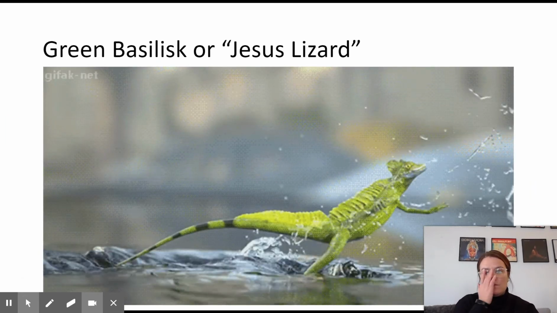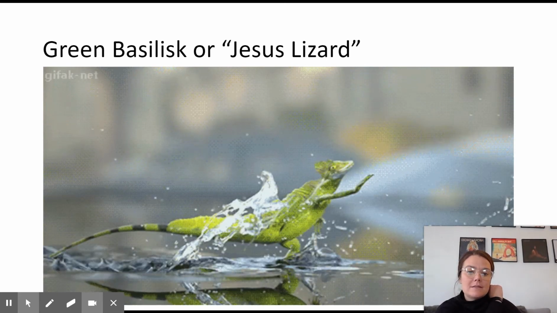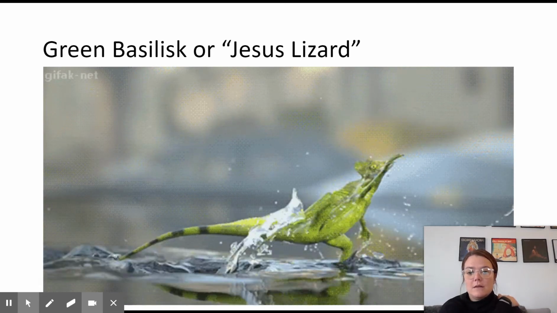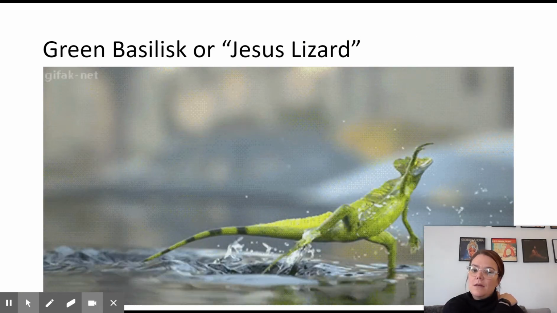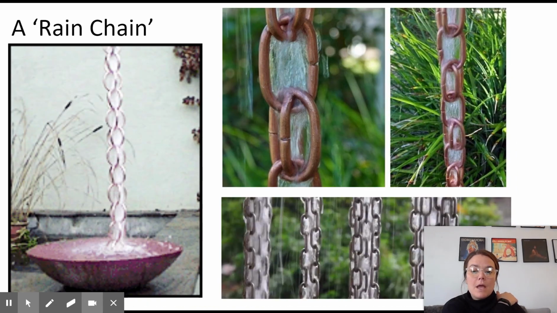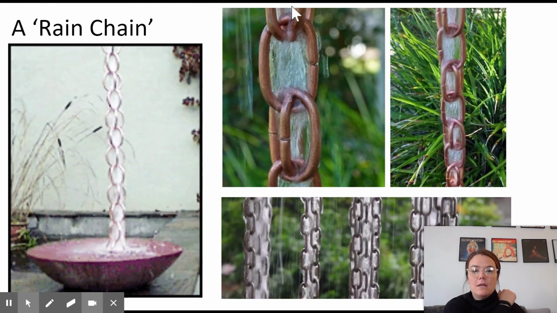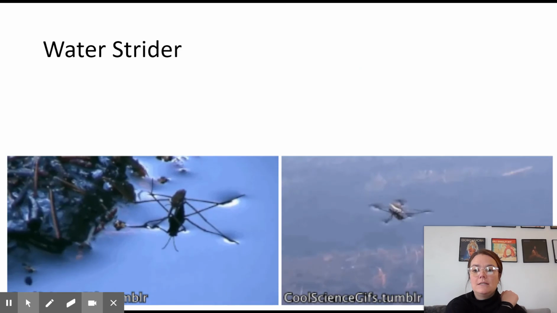Okay. So there are some really interesting properties and phenomena that we can see out in our natural real world. So the first is this Jesus lizard that is walking on water. That's why he's called that, but the green basilisk. A rain chain is another really interesting one, where water forms streams that is directed into a bowl because the water comes together on those chains.